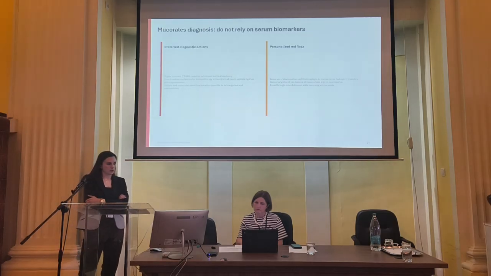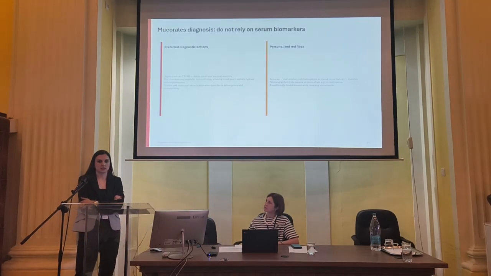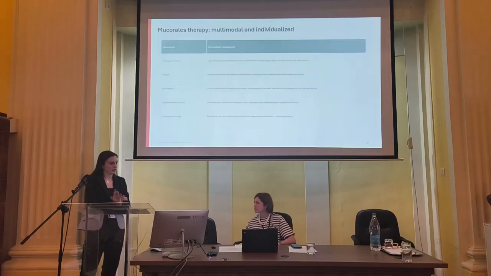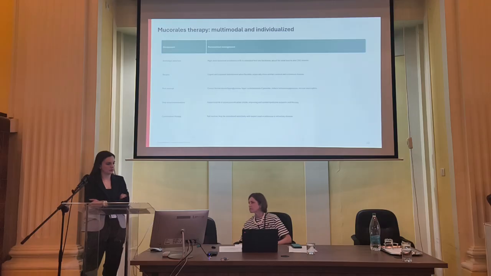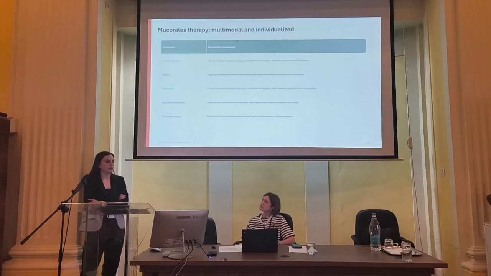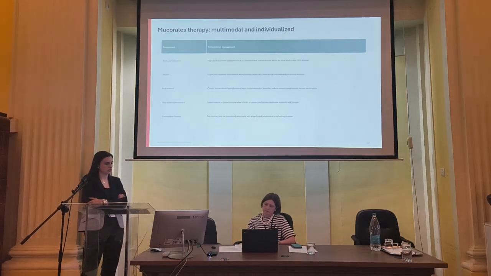When we diagnose mucorales, we need to treat it immediately when we suspect it, because of its high mortality, and we administer a high dose of liposomal amphotericin B. We need to start, and that's the first line medication. Then we need to remove the cause of the infection, drain that part, and consult the surgeon.